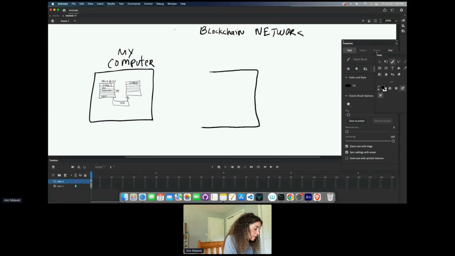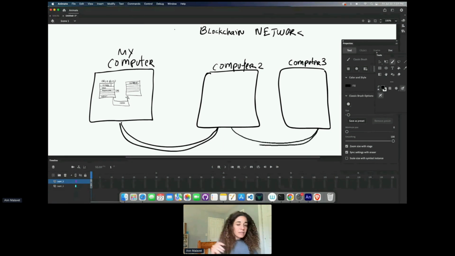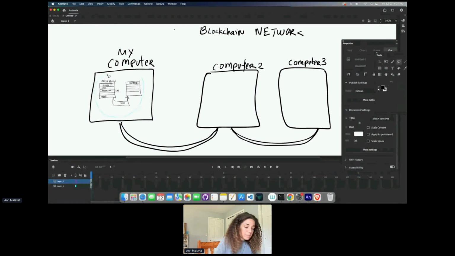And this is my friend's computer. This is computer 2, and this is computer 3. And so these are all connected via the internet. So this is a little bit about the decentralized idea. And key to that decentralized idea is that I have these 2 blocks on my blockchain here.